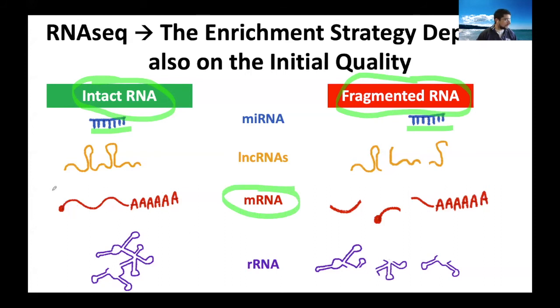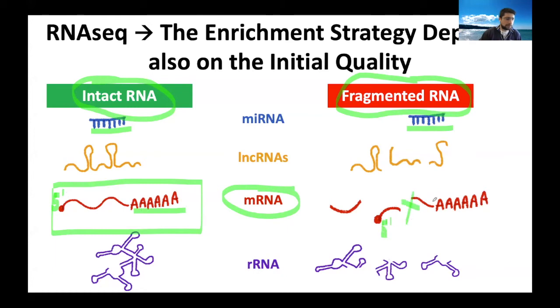If you have an intact messenger RNA, you see that the 5' end, where you have your cap, is on the same molecule as the poly A tail. But if it's fragmented, you see your 5' end cap here is not on the same molecule as the poly A tail. This makes a huge difference when we are trying to study messenger RNA in fragmented samples. I'm going to explain that in more detail later on.